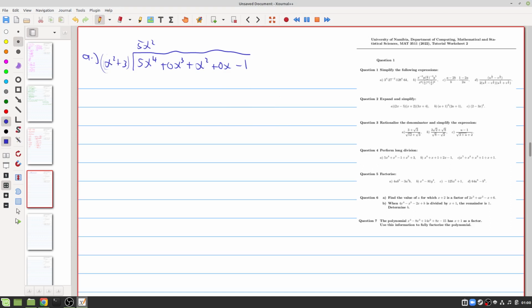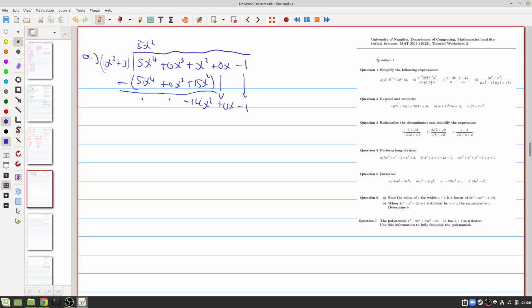So 5x squared times x squared first gives us 5x to the power 4. And then 5x squared times 3 gives us 15x squared. We want to write that underneath the x squared thing, so there's 0x cubed involved here. And then we subtract. 5x to the power 4 minus 5x to the power 4 is nothing. 0x cubed minus 0x cubed is nothing. x squared minus 15x squared is negative 14x squared. Okay, bring down the next values: plus 0x and minus 1.